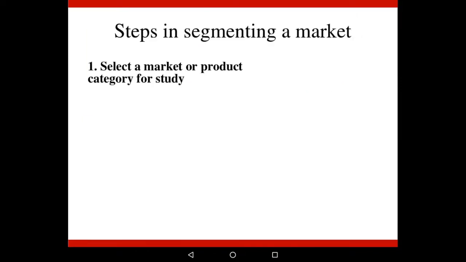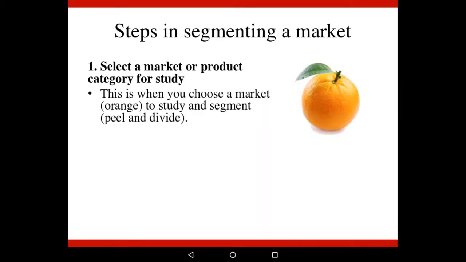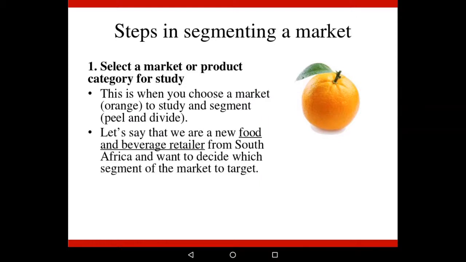Okay, number 1, select a market or product category for study. It's like selecting the orange from the fruit bowl that you want to eat. So when you choose a market to study and segment, let's say we are a new food and beverage retailer from South Africa and want to decide which segment of the market to target. Our name is Think Food.